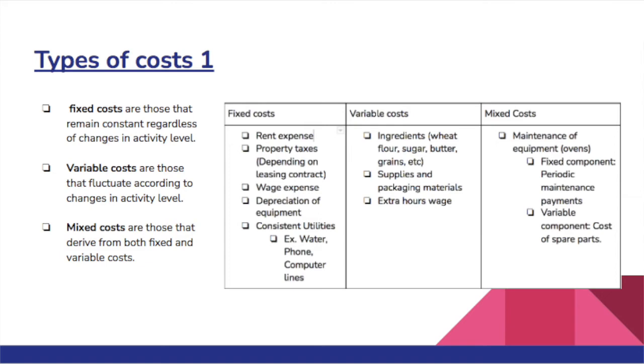Finally, we have the mixed costs, which have components of both fixed and variable expenses. For example, the maintenance of equipment can be considered a mixed cost because it has a fixed component, which is the maintenance payments that have to be made periodically, and it also has a variable component, which are these spare parts, as these are bought whenever the machines need a replacement.